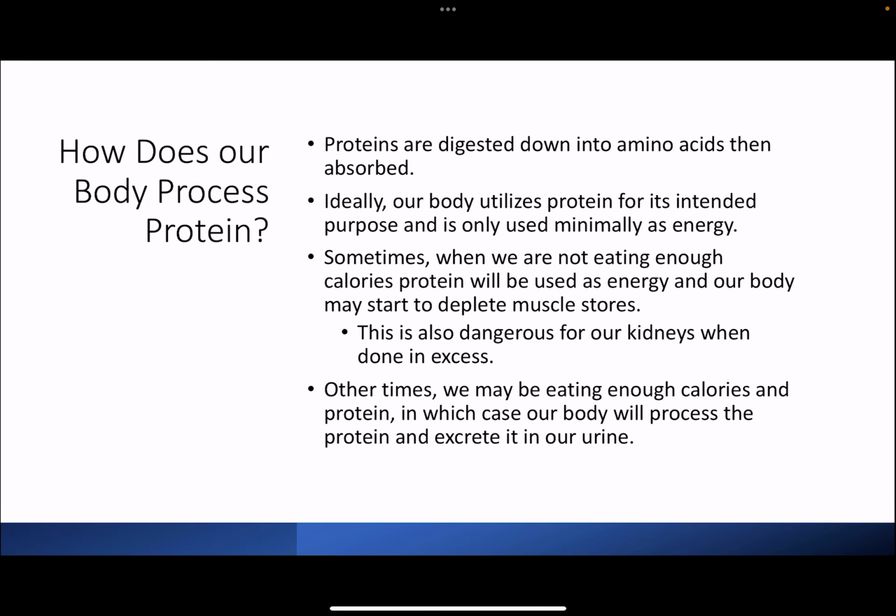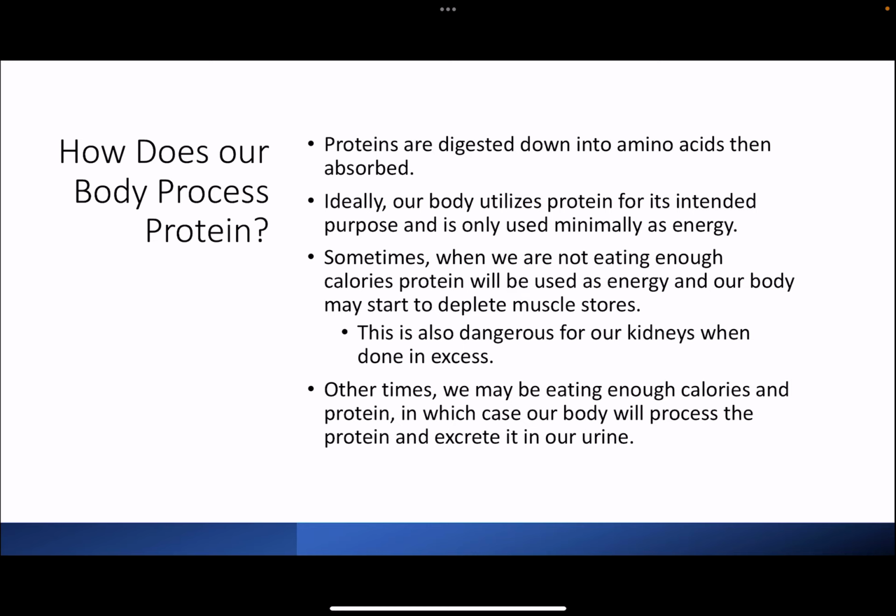How does our body process protein? Proteins are digested down into amino acids, and then our body absorbs them and utilizes them as it sees fit. It ideally utilizes it for an intended purpose, as mentioned earlier, such as building hormones or muscle. But if you are not getting enough energy, then it will use the proteins as an energy source.